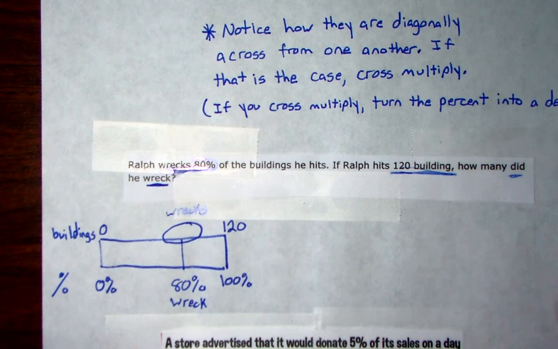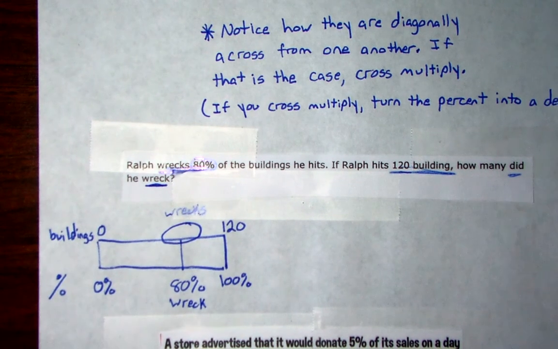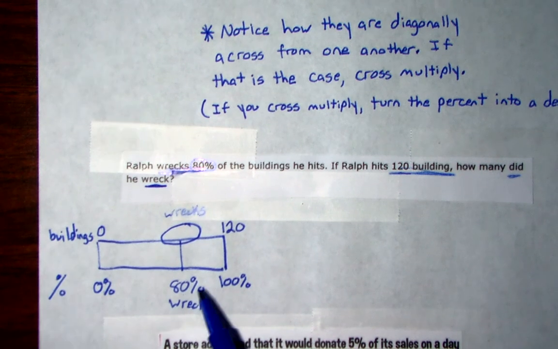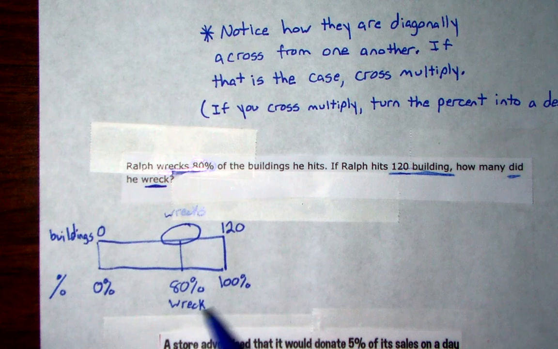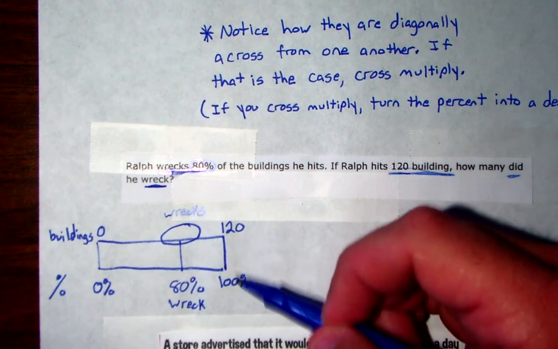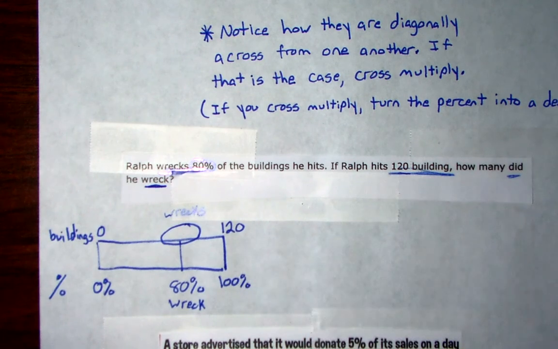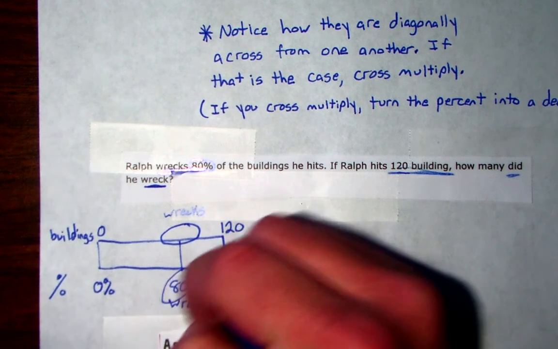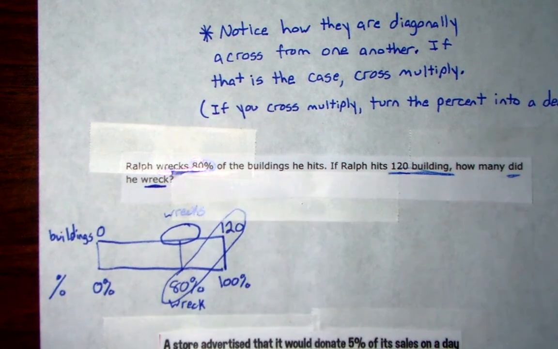See that? Alright. Now, just like on the first video, the first thing we tell the students to do is look for a scale factor. Is there any number 80 times some number that's an even number to give me 100? No. So there's no scale factor here. Is there any scale factor to go from 100 to 120? No. Now, if you notice, these two numbers are diagonally across from one another. When they are diagonally across, you cross multiply.